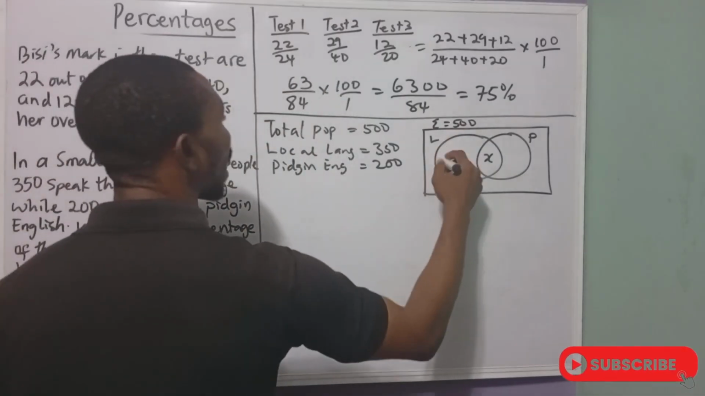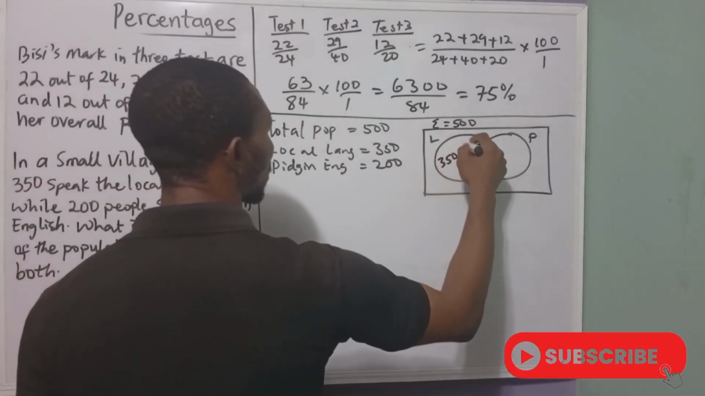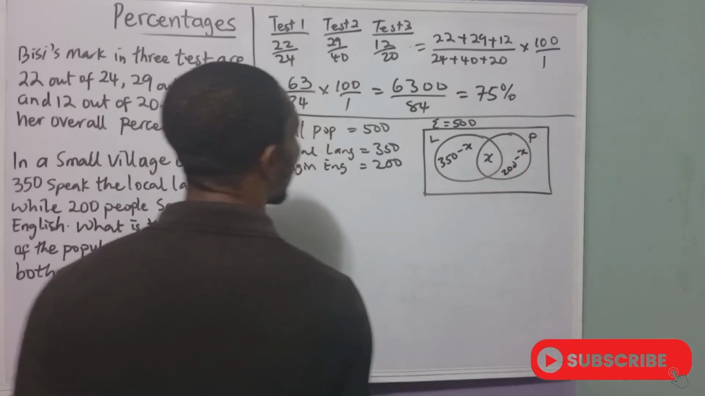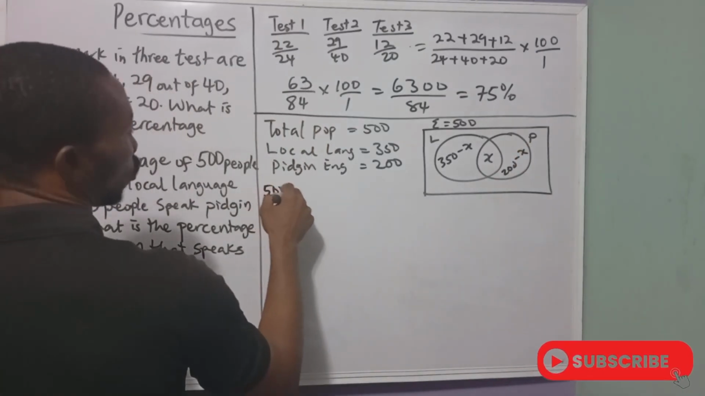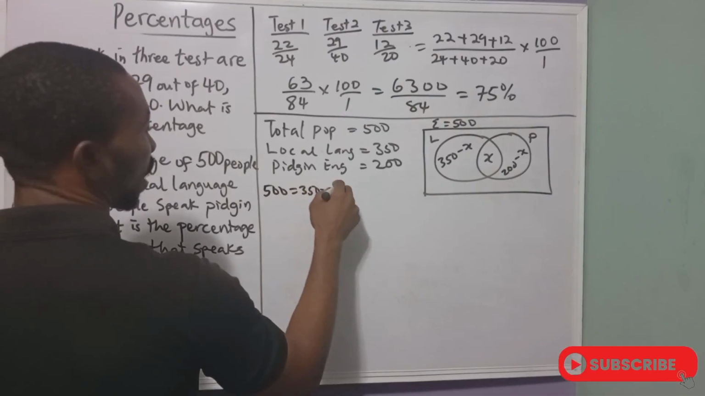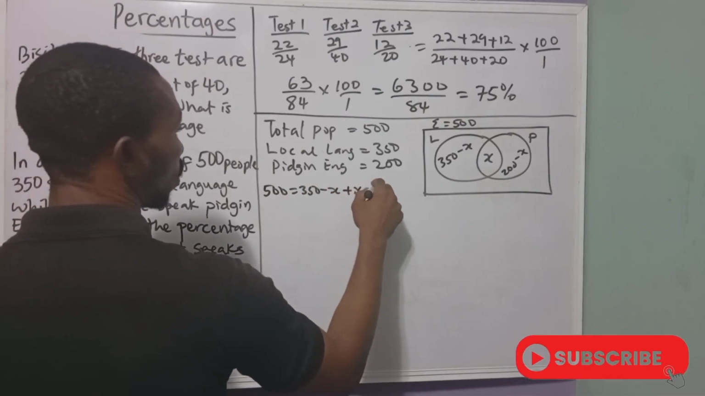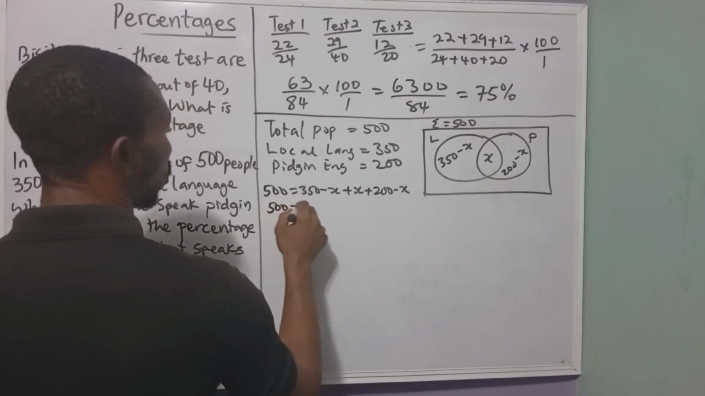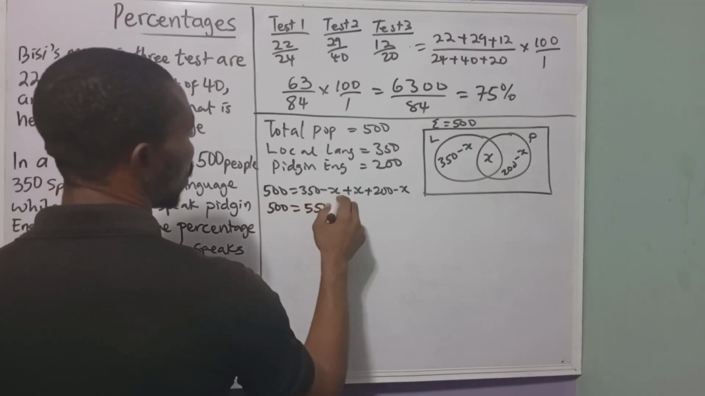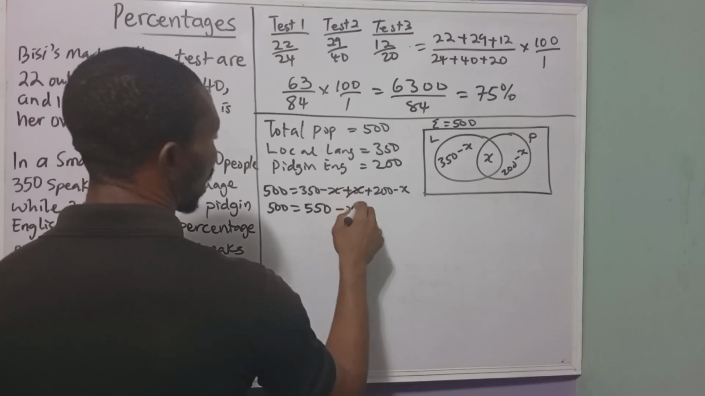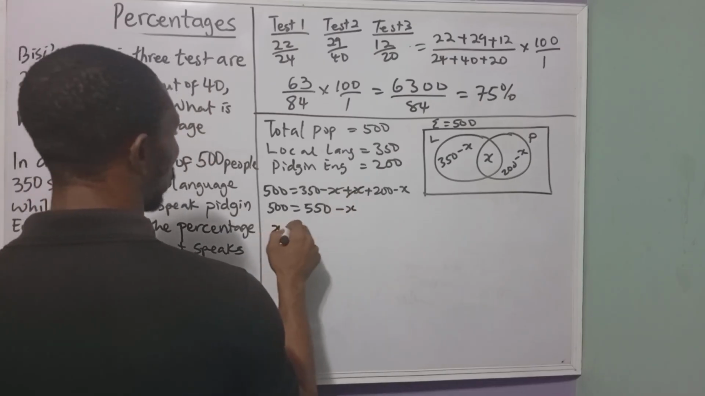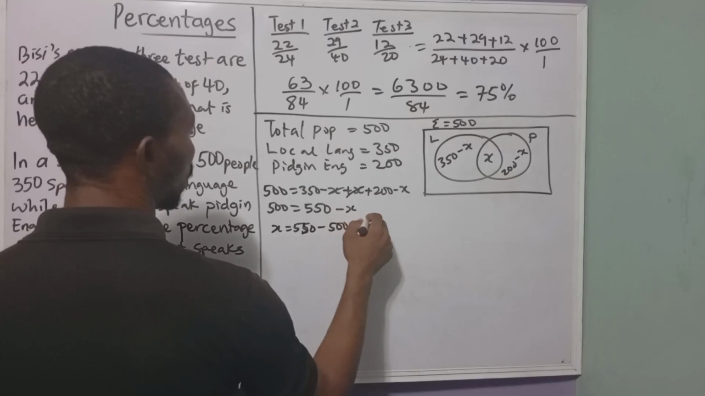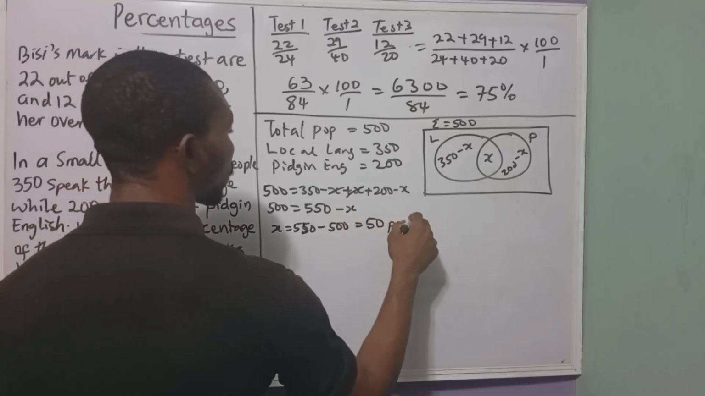Okay, so for our local, we're having it as 350 minus x. For our Pidgin, we're having it as 200 minus x. So for us to calculate it, we have 500 equals 350 minus x plus 200 minus x. So this gives us 500 equals 550 minus 2x, so our x equals 550 minus 500, which gives us 50 people.